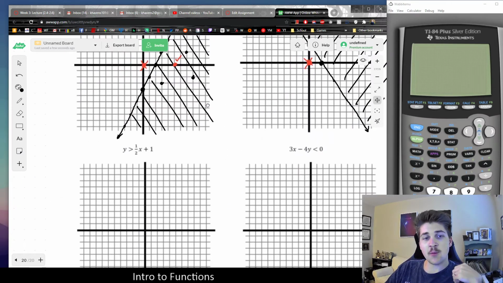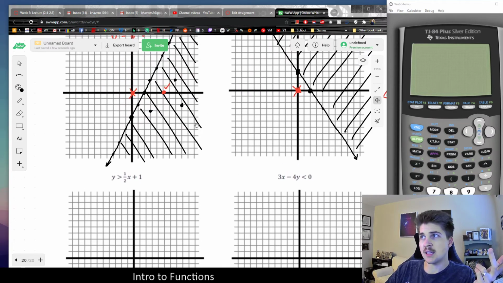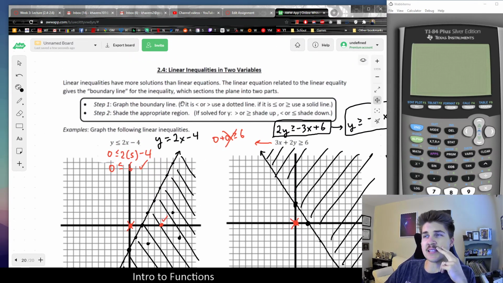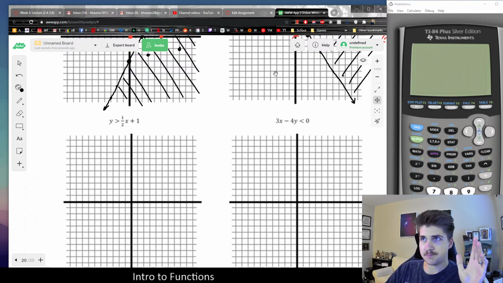So let's do one more. I wanted to do an example where it was not equal to, to differentiate between these and before. Because notice that I said if it's greater than or less than without the equals, we want to use a dotted line instead of a solid line. And notice here when I was graphing those boundary lines, I was using a solid line.